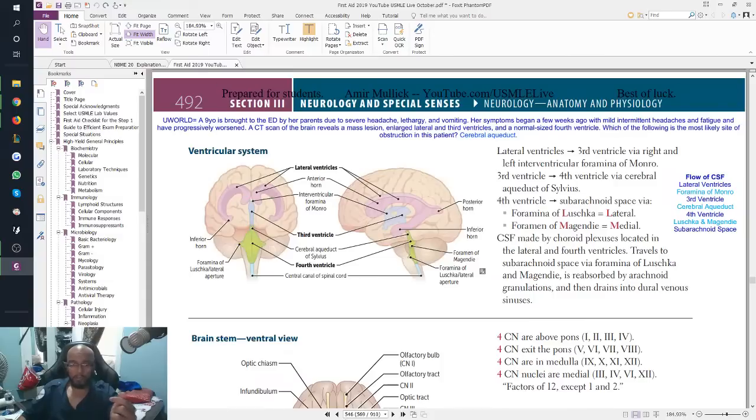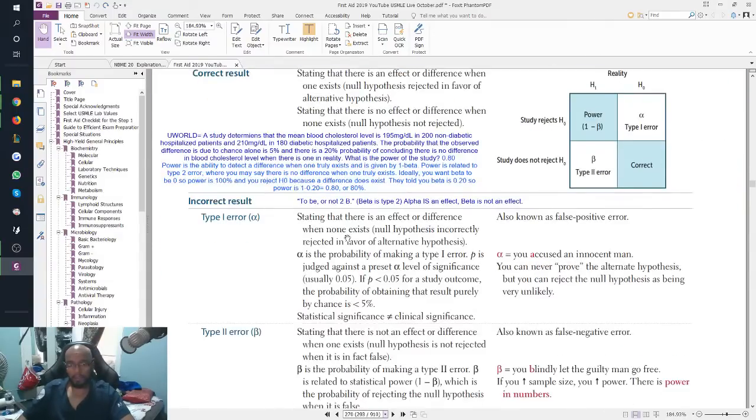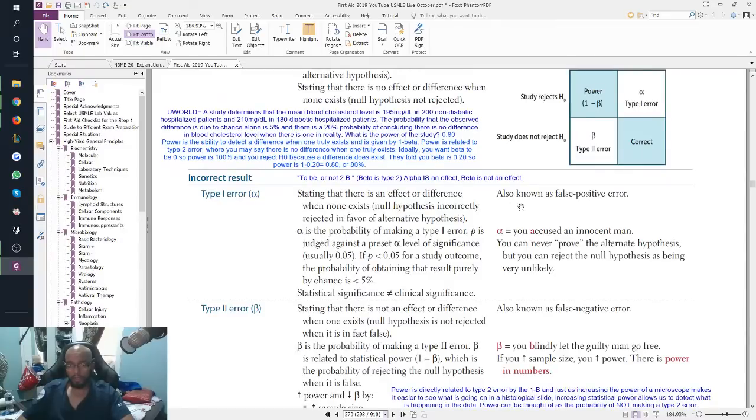But if we go back to page 270, this is just about statistics stuff. You have type 1 error, which is also known as a false positive error. So it's an alpha error where you accused an innocent man. You want to think of it like that. Whereas type 2 error is a beta error. It's a false negative error. So you blindly let the guilty man go free. It's a false negative. You said that that person was not guilty, but they are. Whereas a false positive, you said someone is guilty, but it's false. They're not guilty. Okay, so that's kind of what's happening here.